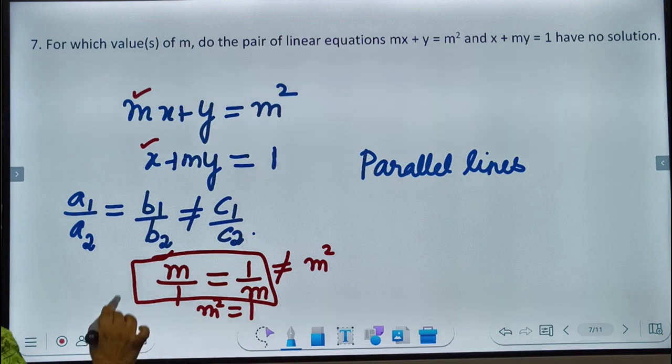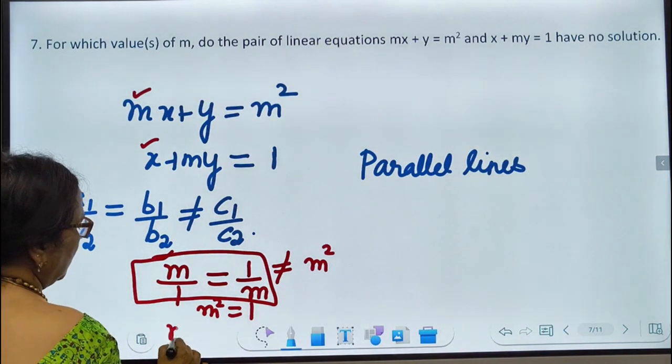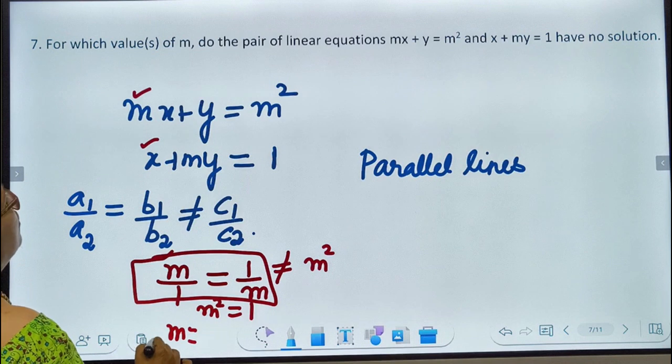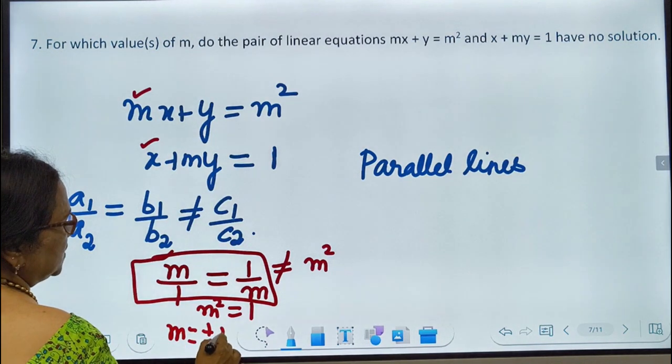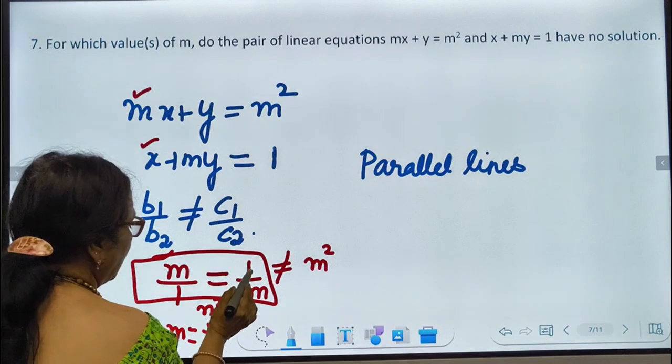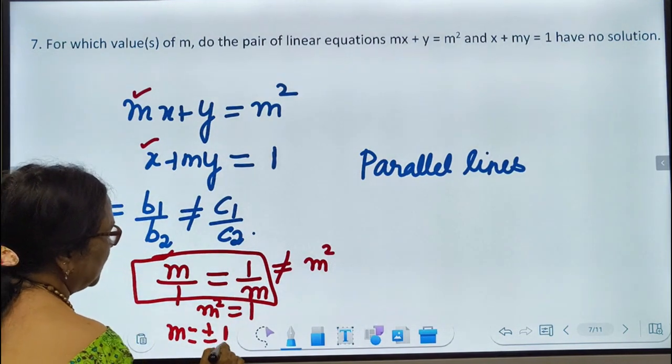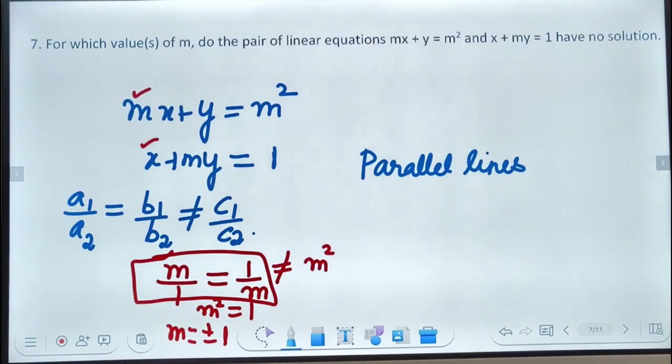M square equal to 1. Which means what? M is equal to plus or minus 1. If m square is 1, what is the value of m? M equal to plus or minus 1.